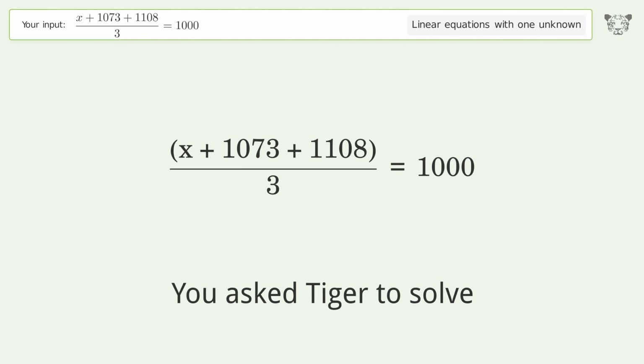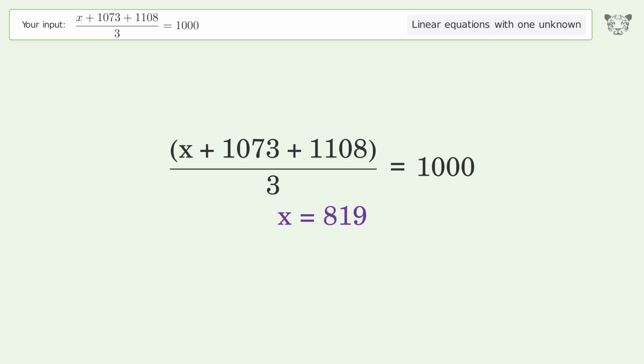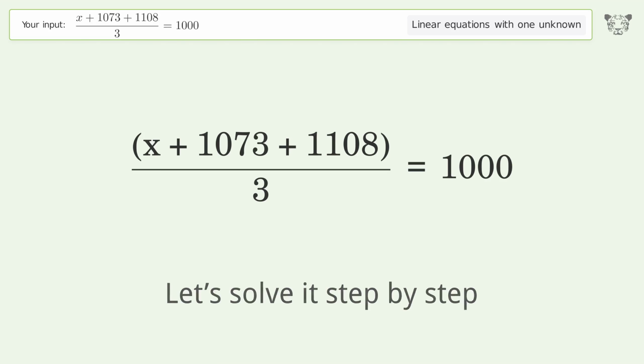You ask Tiger to solve. This deals with linear equations with one unknown. The final result is x equals 819. Let's solve it step by step.